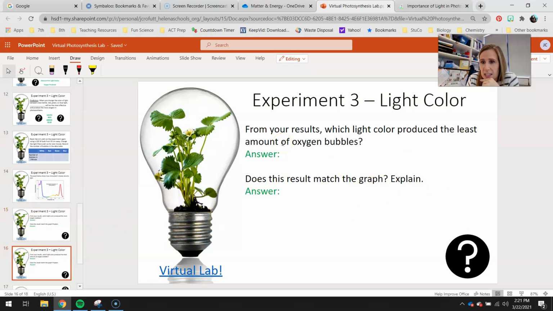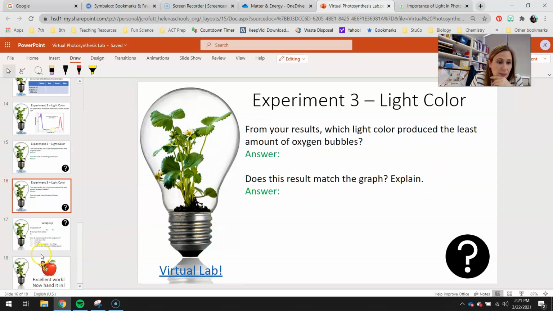From your results, which light color produced the least amount of oxygen bubbles? Does this also match the graph? Explain. So again, look back at the graph.